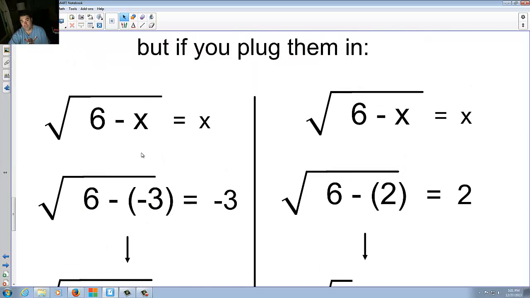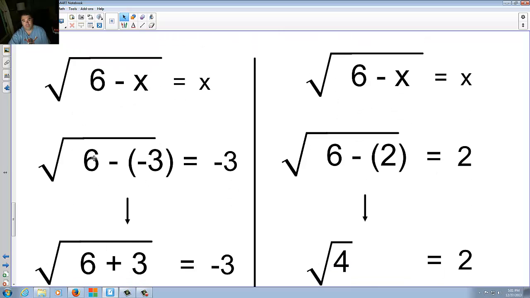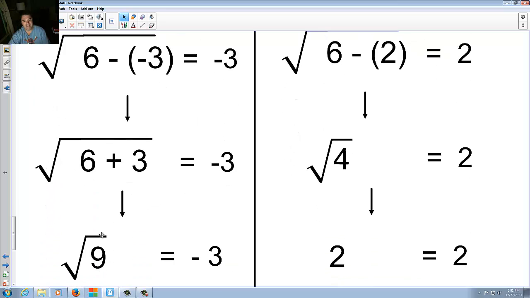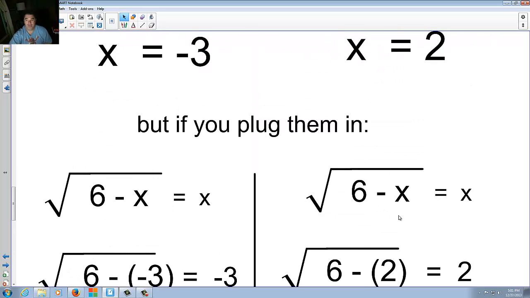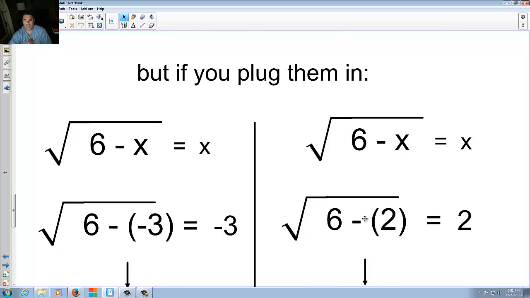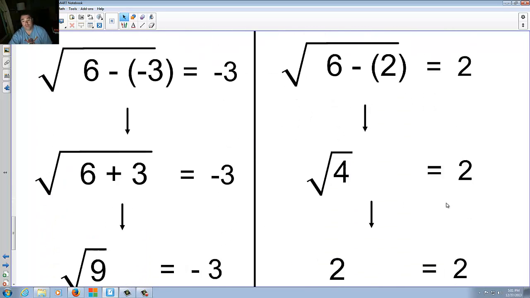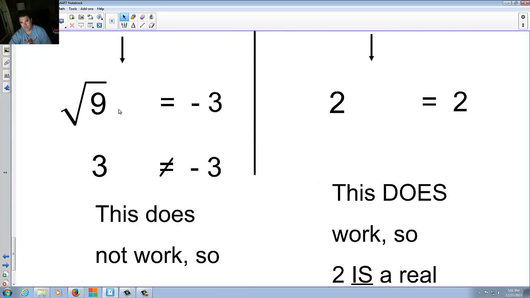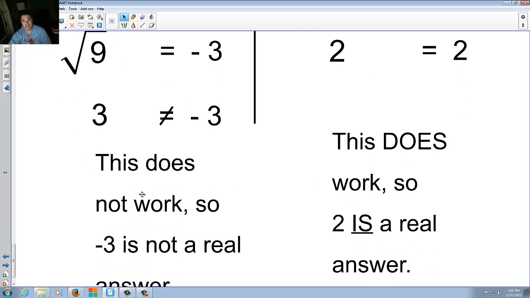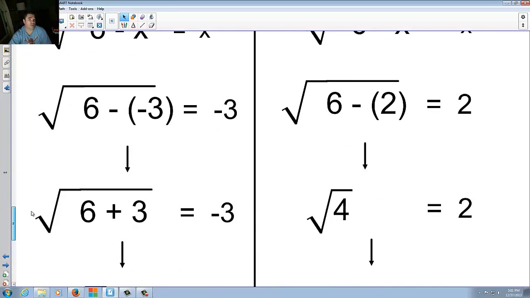Or do they? Plug in negative 3 here. 6 minus negative 3 is positive 3. 6 plus 3 is 9, root of 9, but root of 9 does not equal negative 3. Uh-oh. Here, I plug in 2, 6 minus 2 is 4, root of 4 is 2, that does equal 2. Which means that because this square root of 9 does not equal negative 3, this does not work, so negative 3 is actually not a real answer.